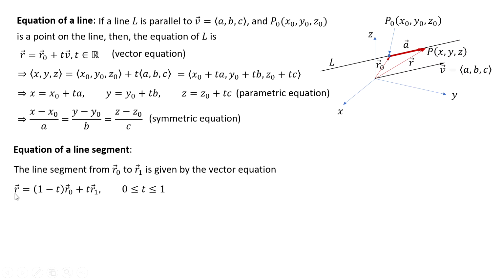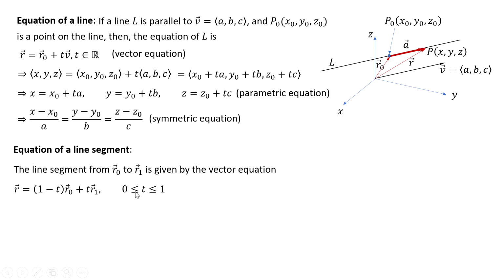They say that r, which represents this line segment, rather, let me be more precise. This r is the position vector of every point on that line segment. Pay attention to that, please. This r represents the position vector of every point on that line segment going from r sub 0 to r sub 1. And the way we can write this is simply (1 minus t) times r sub 0 plus t times r sub 1, and t goes from 0 to 1.